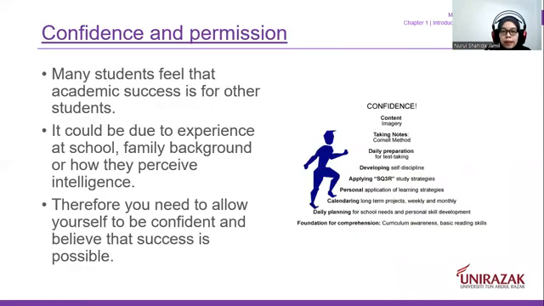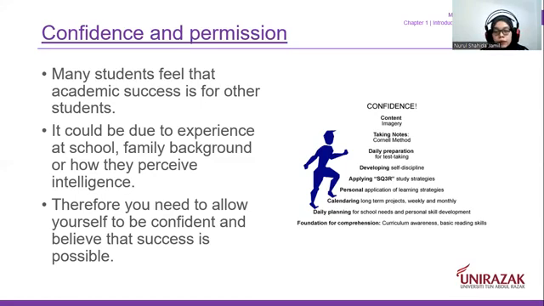Okay, confidence and permission. Many students feel that academic success is for other students. It could be due to experience at school, family background, or how they perceive intelligence. Therefore, you need to allow yourself to be confident and believe that success is possible. Okay. Be confident. Content imagery, taking notes, use the Cornell method.